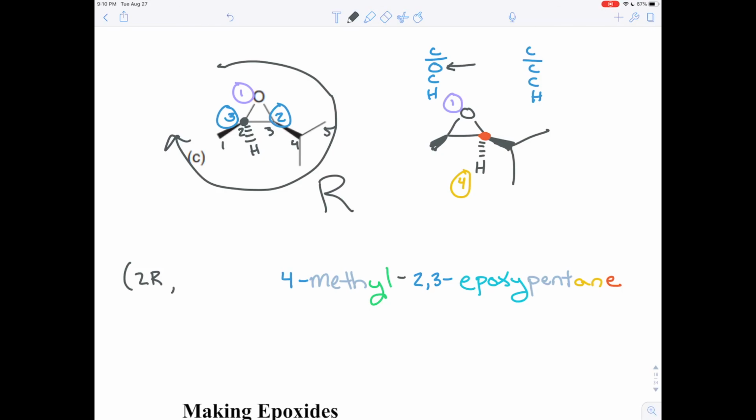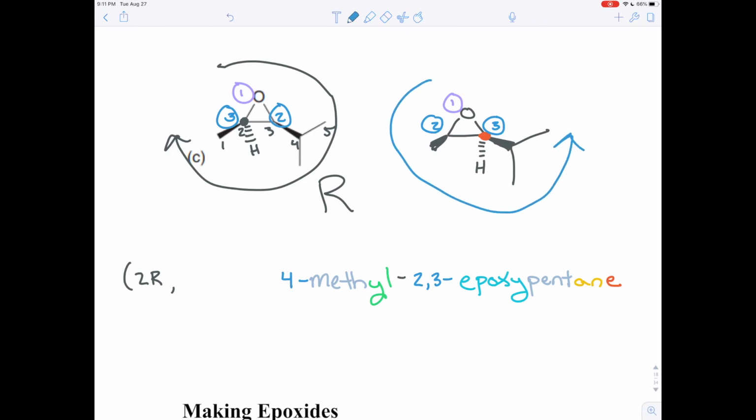You want to compare them 1 row at a time. Only if a row ties would you go to the next one. Compare an oxygen to a carbon. The oxygen has a higher priority than the carbon, so this carbon will have a higher priority than the other one. This carbon will be 2, and the other carbon will be 3. Okay, so once we have the priorities, check to make sure 4 is going away. Lo and behold, beautiful, it is. And so if it is, you can ignore 4. Go from 1 to 2 to 3. This is counterclockwise. And so because it is counterclockwise, it's going to be S.